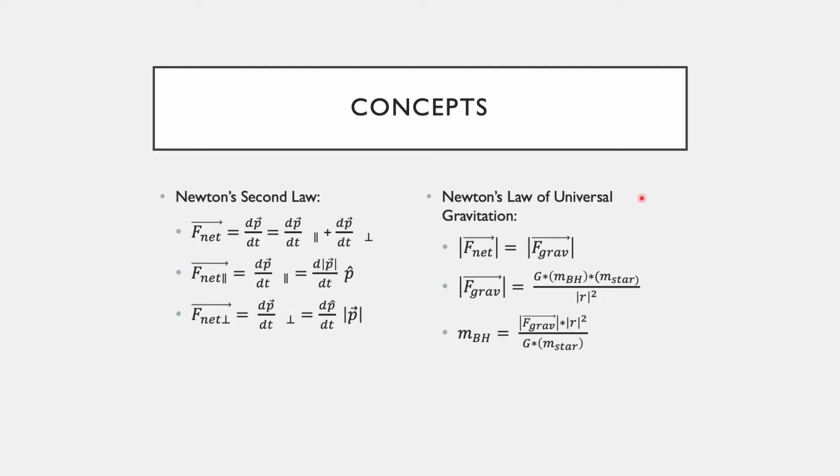And for Newton's law of universal gravitation, you can see that the magnitude of the net force is equal to the magnitude of the gravitational force. And here's the equation for the magnitude of the gravitational force. I rearranged that to get the mass of the black hole right here, which I'll later use in my GlowScript model.